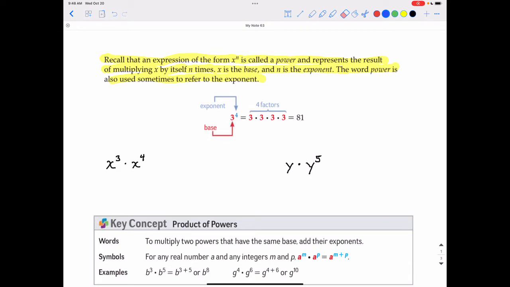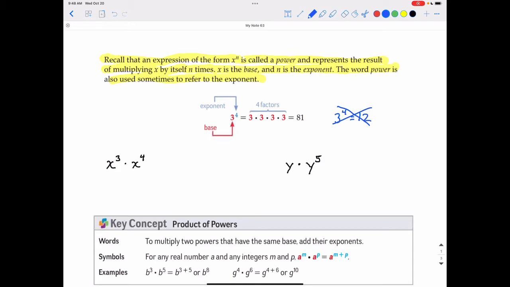Common mistake is to try to say that 3 to the 4th power equals 12, because for whatever reason people see 3 and 4 together and they want to multiply just 3 times 4, and this is not true. 3 to the 4th power means take 3 times itself 4 times.